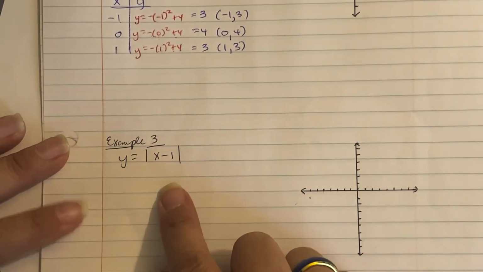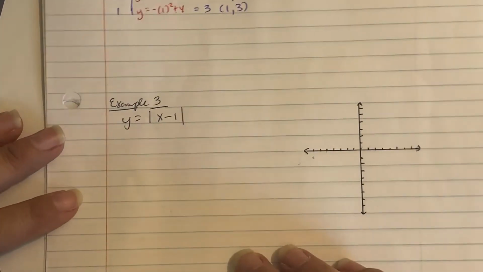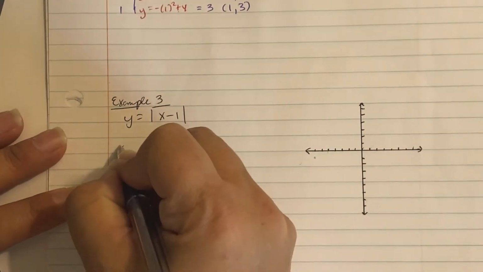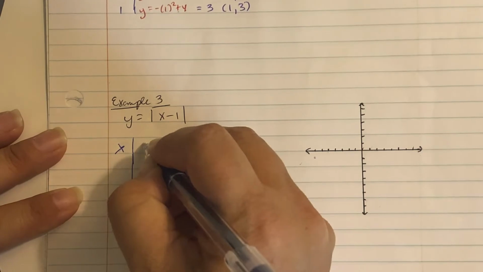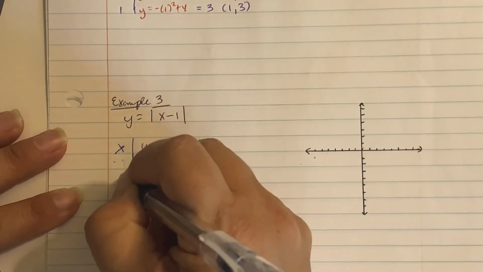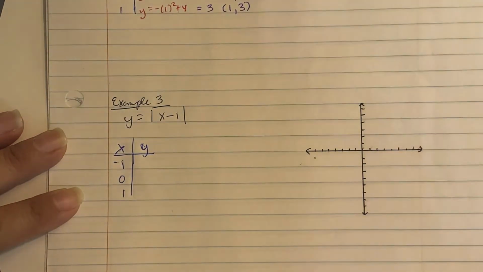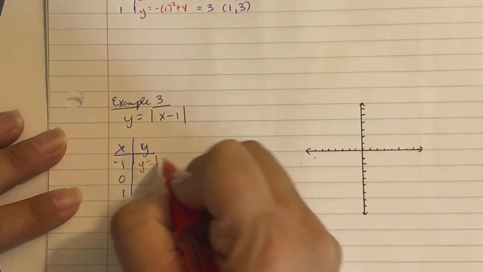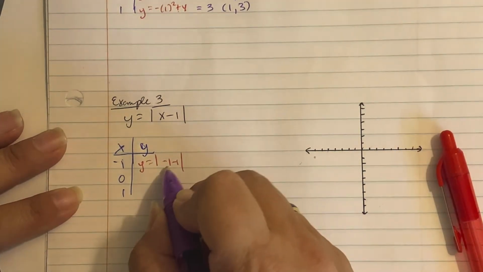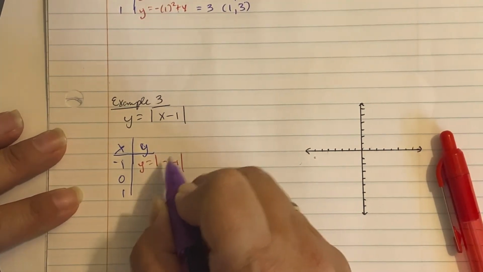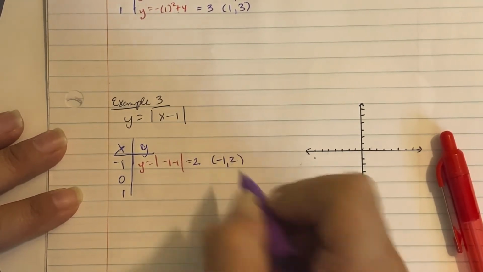So the first thing we want to do is, it's already solved for y equals value. We're going to create a table of values. And again, since it's a V-shaped graph, you can do positive and negative numbers again. So I'm going to do negative 1, 0, 1. So we have y equals the absolute value of negative 1 minus 1. So negative 1 minus another 1 is negative 2, but since it's bars, it's coming out positive 2. So we have an ordered pair at negative 1, 2.